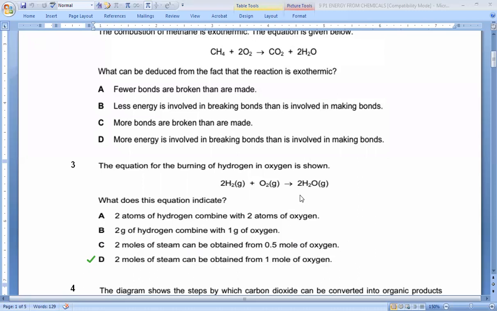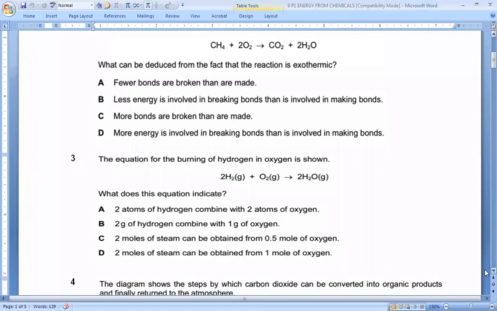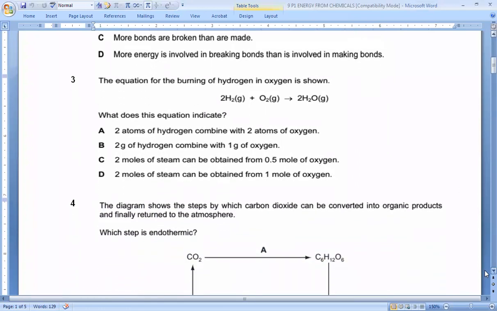2 moles of steam can be obtained from 1 mole of oxygen, since we have 1 mole of oxygen here. So option D is correct for question number 3. Now we have to proceed to question number 4.